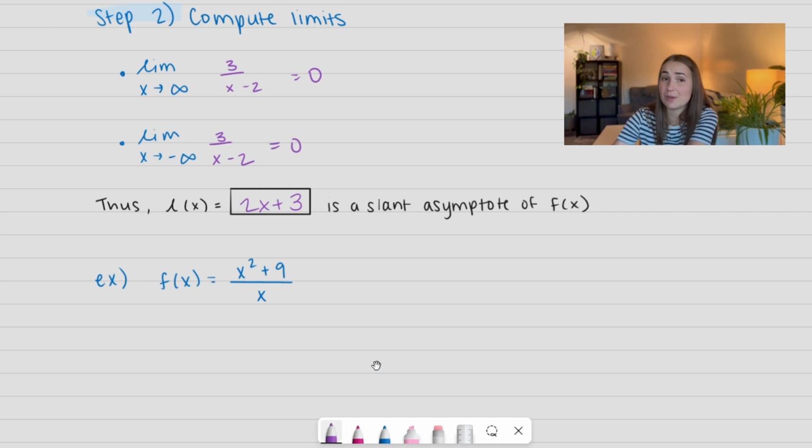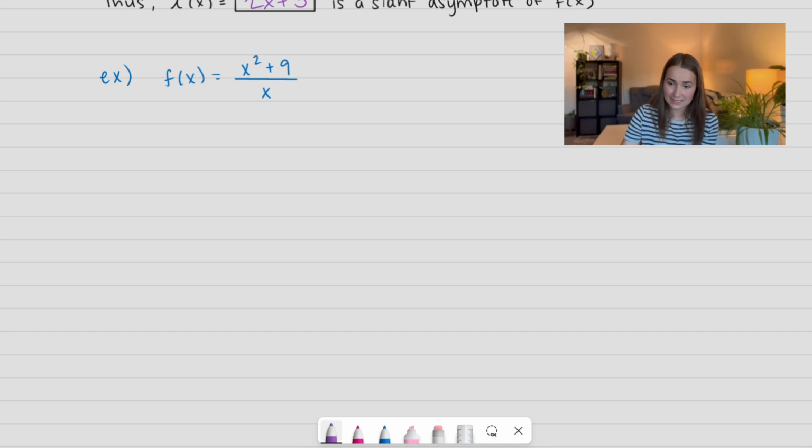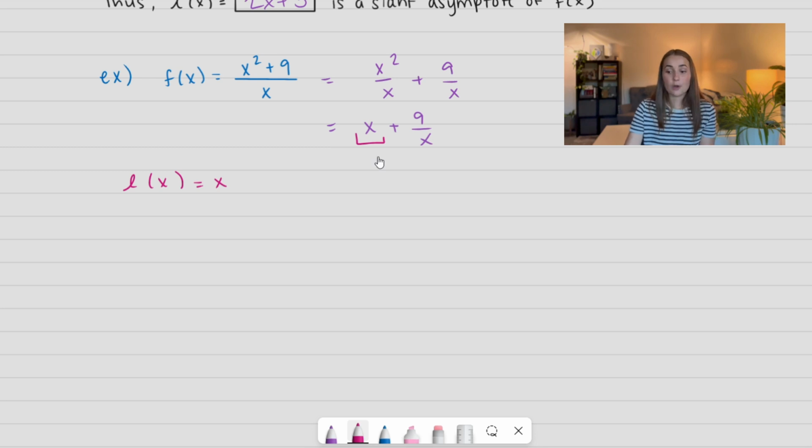This one's a bit different and we don't have to do long division. Instead, we can just rewrite this as x squared over x plus 9 over x. Simplifying this down, I get x squared divided by x is just x, plus 9 over x. The fraction part we ignore, but whatever's before the fraction is our slanted asymptote. So I'm going to write that L of x equals x. Let's use calculus to prove this is a slanted asymptote. I'm going to take f of x and subtract that value.